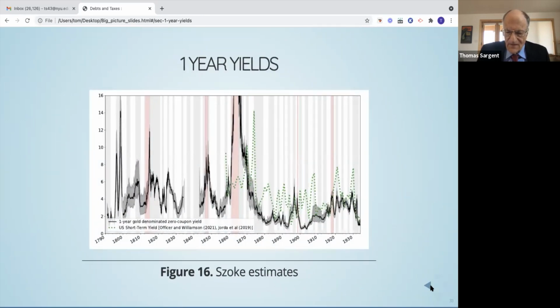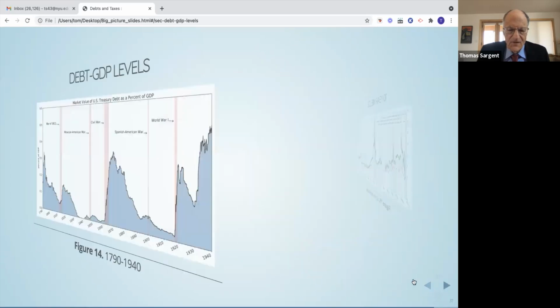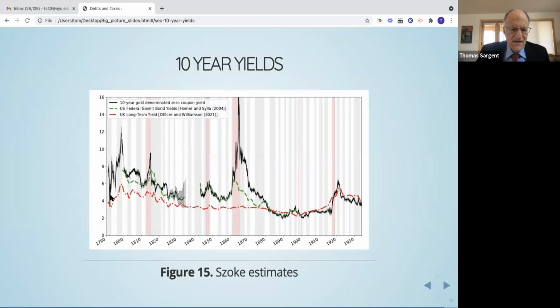Okay, I don't have the killer graph here yet. So here's what we do: we use these to construct 10-year yields that we compare. We would use them to construct many things. This is ongoing work. The computer's running as I speak.